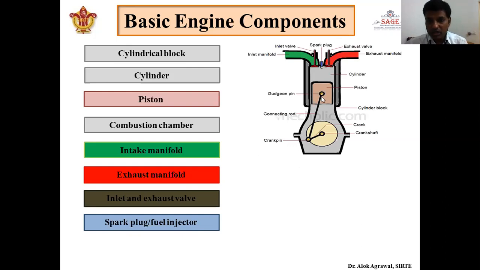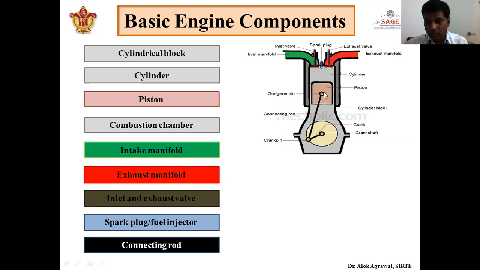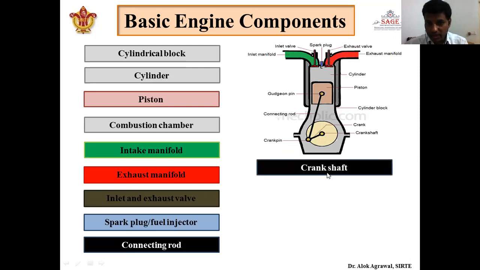Next is the connecting rod. This connecting rod is a rod which connects the piston with the crankshaft. It is used to convert the reciprocating motion of the piston to the rotary motion of the crankshaft. Next one is the crankshaft. This portion is the crankshaft, a crank and crankshaft combination. This is in a circular motion, where the reciprocating motion of the piston via the connecting rod is converted into rotary motion.